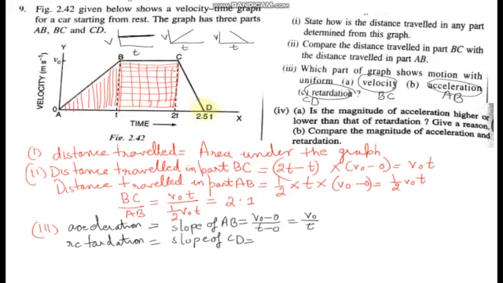This will be the final position. Retardation: if we are writing acceleration, retardation is the negative of acceleration. So here the slope gives us the acceleration, so we are putting the negative sign here. That is why I have written the word retardation here. Retardation will be obtained by the slope of CD.